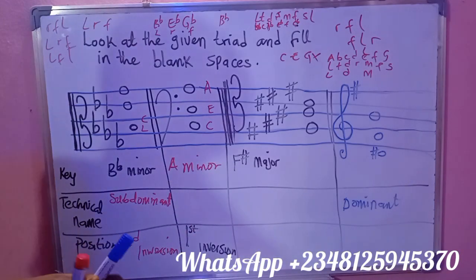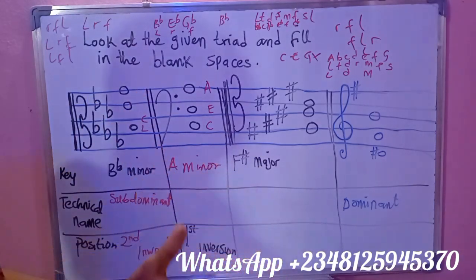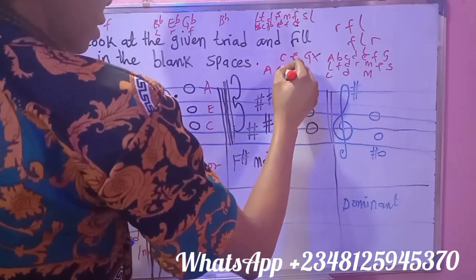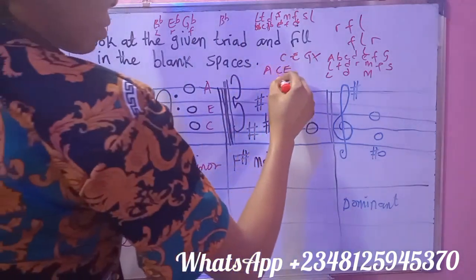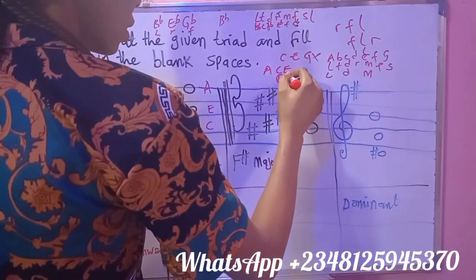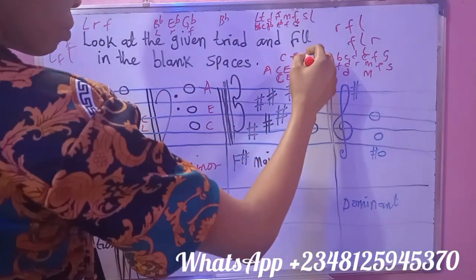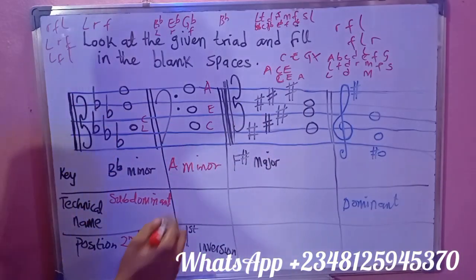So which inversion is it? Is it a chord in root position, or first or second inversion? If it's in root position, it will be A, C, E. If it is first inversion, it will be C, E, A, but C will be the root. If it is second inversion, it will be E. But then we've seen that it's first inversion.